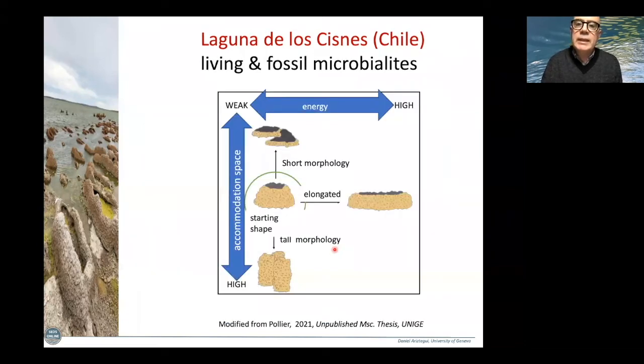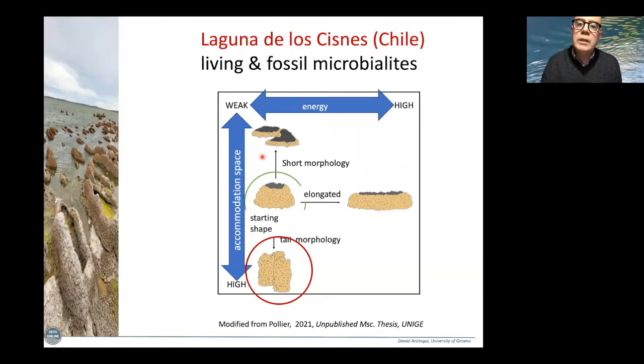And he related mostly the position of these different types to the energy and to the accommodation space. So environmental factors, but also, as you will see, some biological ones. And we have these morphologies that are distributed differently outside the lake, around the lake, and in the lake, the living ones. So I will show you one of these tall morphologies.